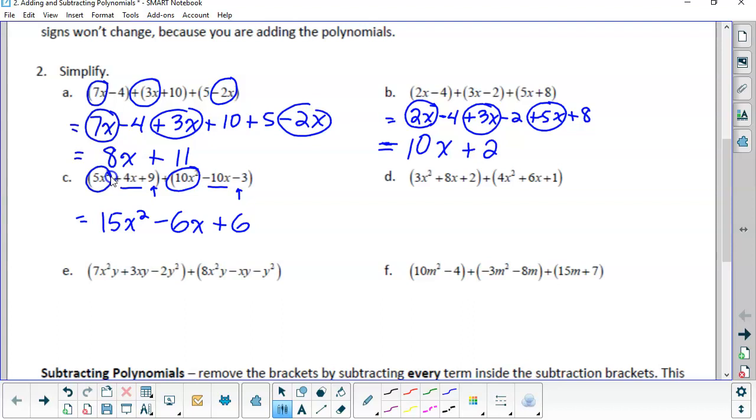Again, adding, so nothing changes. You can just add right away. So we've got x squared, x and x, constant and constant. So that's 7x squared plus 14x plus 3.